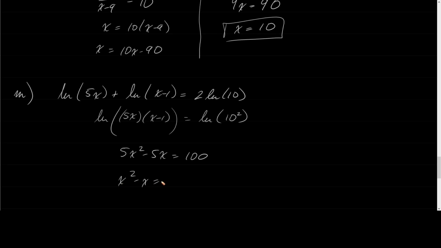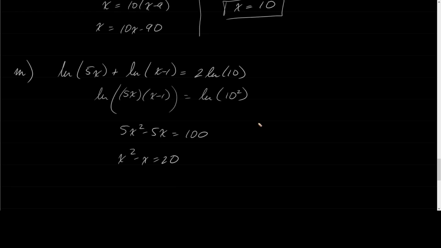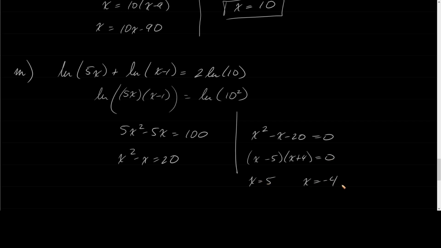X squared minus x is equal to 20, which at that point, we would say, this is really just saying x squared minus x minus 20 is equal to 0. Factor out the left side, so that's x minus 5 times x plus 4 equals 0. So either x is equal to 5 or x is equal to negative 4.